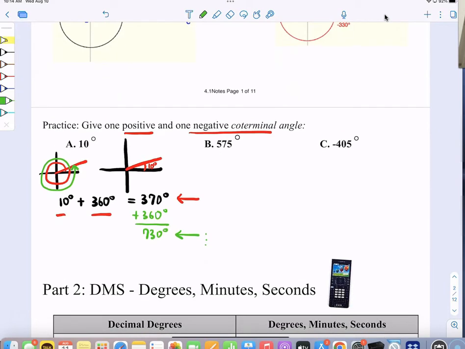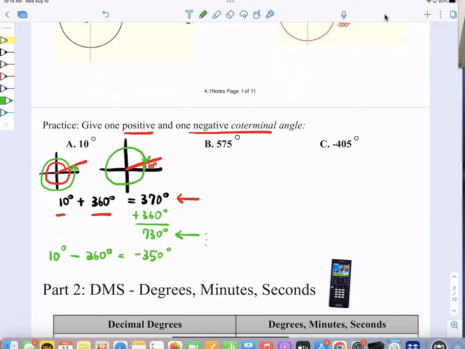Now, how do I get a negative one? Well, then travel the reverse order, right? So you're going to start in standard position again. Start at the x-axis, but you're going to go this way. How much did you have to go around? Didn't you go negative, right? So you started at 10 degrees, and you went minus 360. Minus 360. So you get negative 350 degrees.